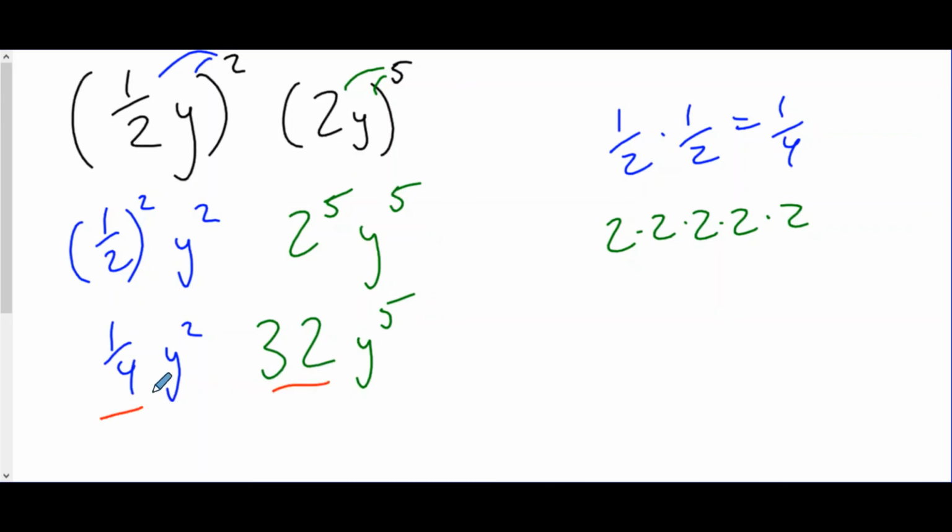32 times 1/4, or 32 divided by 4, would be 8, and then y squared times y to the 5th, y times 5 more y's is y to the 7th. And we're done.